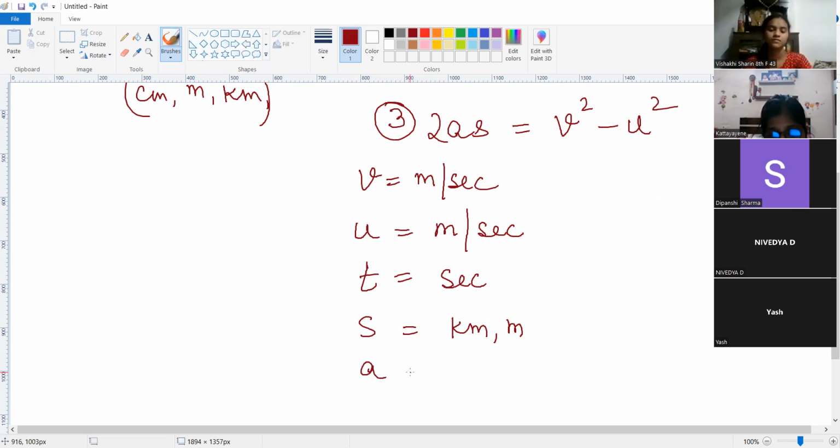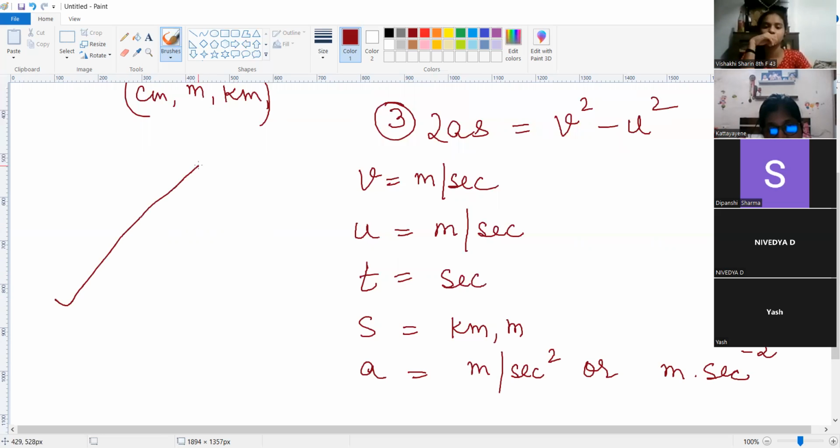What about A? A stands for acceleration. So it is meter per second square. Or it is written as meter second minus 2. It is also written like this, because I am not using a divide sign.